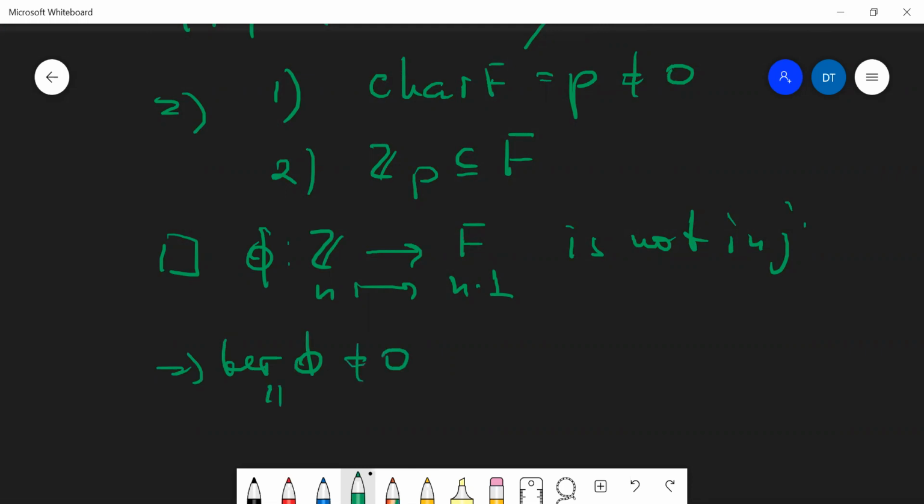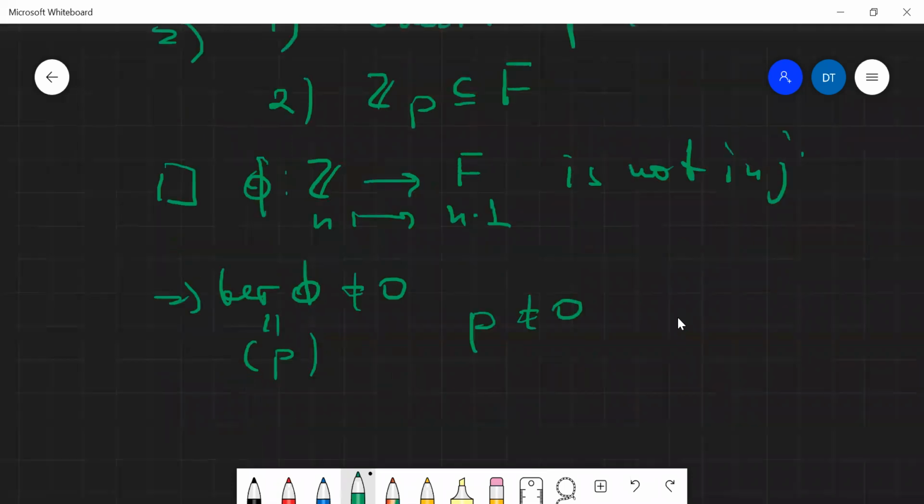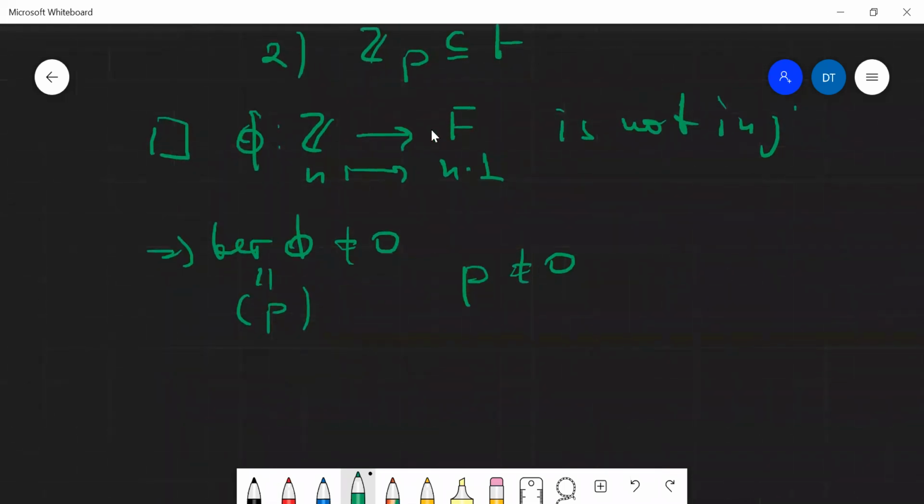But the kernel is generated by the characteristic. So it means that the characteristic is not zero. That's it. Well, you can do it directly using the definition, but I just wanted to demonstrate this approach. Are there any questions regarding this?